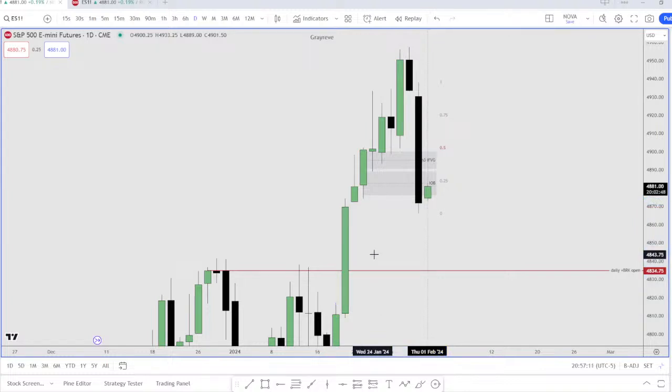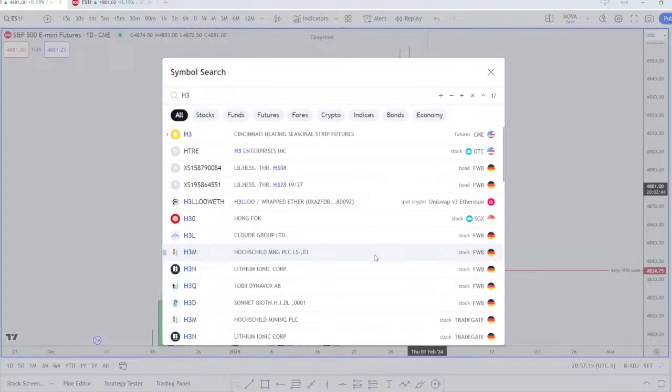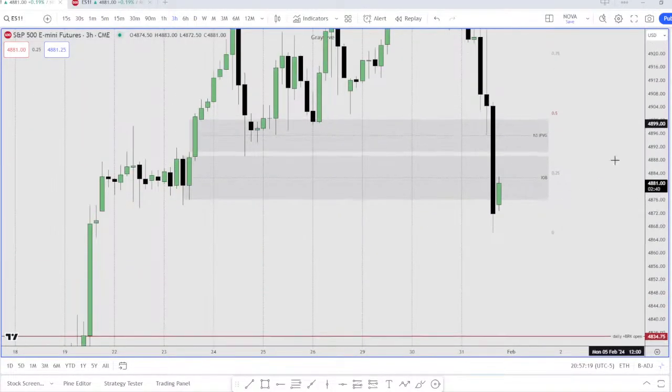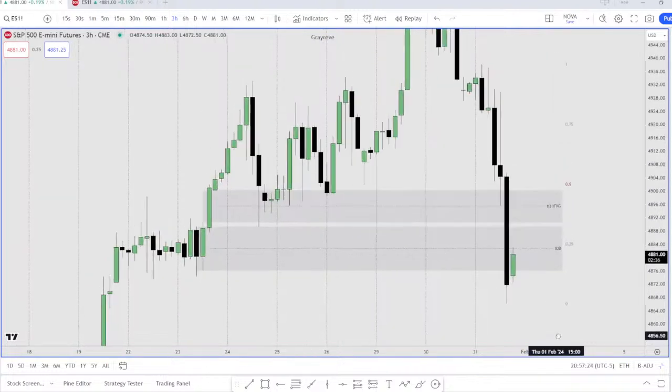Now, if we go down to the lower time frames, we will have this inversion fair value gap on the 3 hours. And we have this last down close candle which was used right here to send the price higher. So this will be an inversion order block.